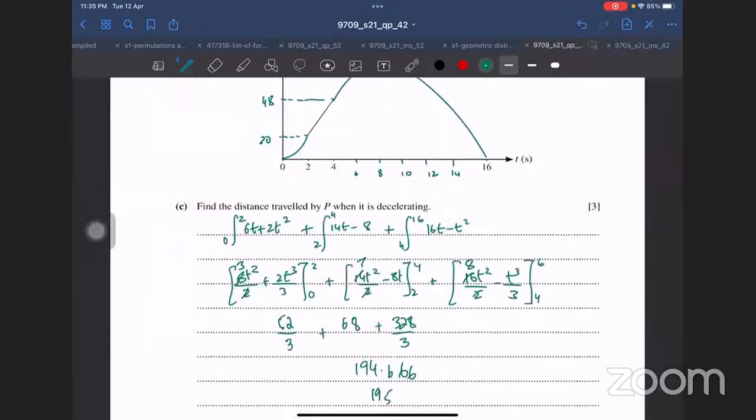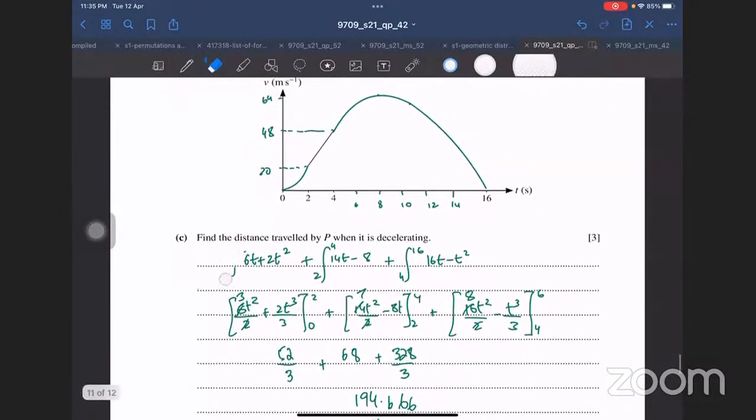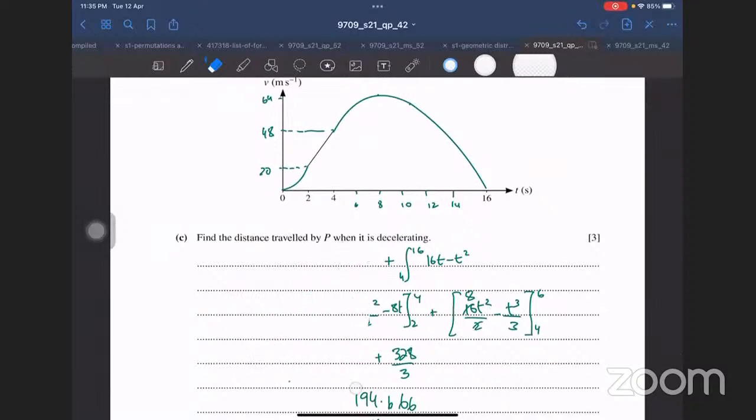Oh, it just said it when it's decelerating. Oh my God, I've done this incorrectly. That's the total distance traveled. I didn't see the question properly. So when is it decelerating? From 8 to 16. So that's all you had to do. I also calculated that incorrectly.